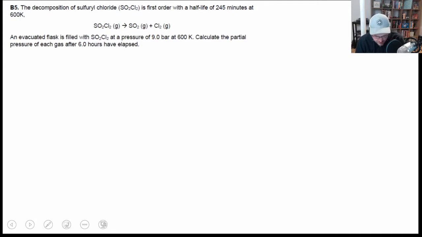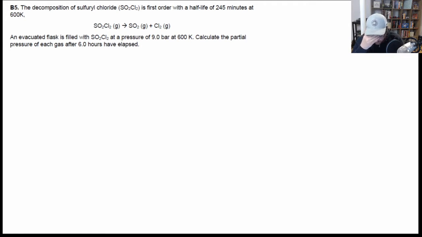B5. The decomposition of sulfuryl chloride is first order with a half-life of 245 minutes at 600 Kelvin. An evacuated flask is filled with SO2Cl2 at a pressure of 9 bar at 600 Kelvin. Calculate the partial pressure of each gas after 6 hours have elapsed.